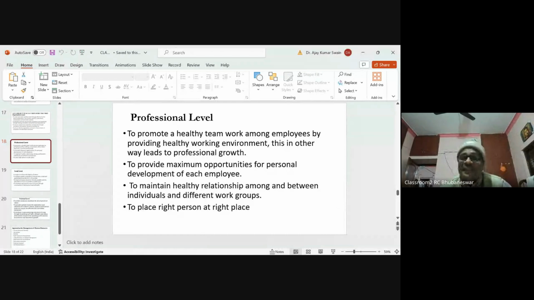To improve our professional skill, always we should discuss among us the system, the methods, techniques, problems, approach, organize, conduct action research collaboratively or independently, so that our healthy environment gives us good professional skill to provide maximum opportunities for personal development of each employee. So each employee's personal development is very important to maintain a healthy relationship between the individual and different work groups, to place the right person at the right place.